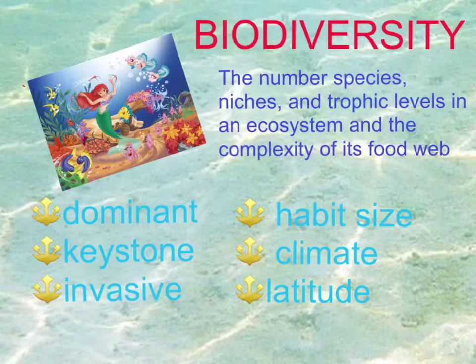Biodiversity: the number of species, niches, and trophic levels in the ecosystem and the complexity of its food web. Dominant, keystone, invasive species, habitat zone, climate, and latitude. You can see here that Ariel has biodiversity with all the other species in the water.